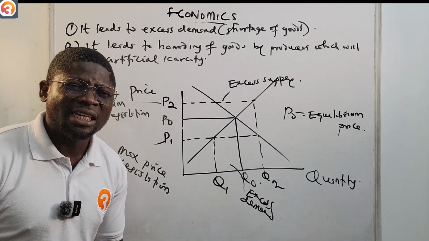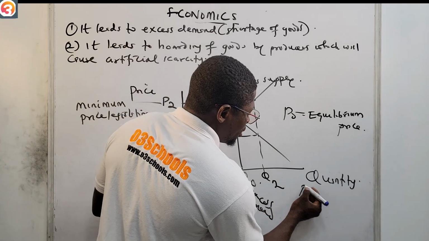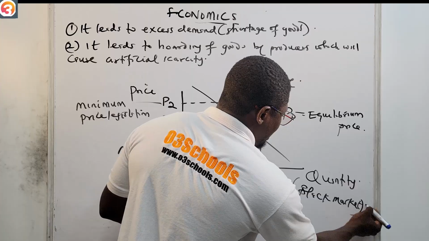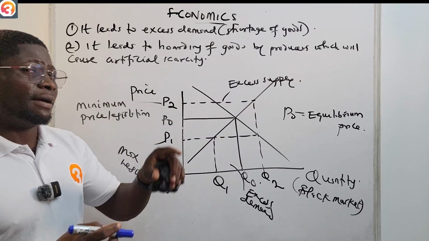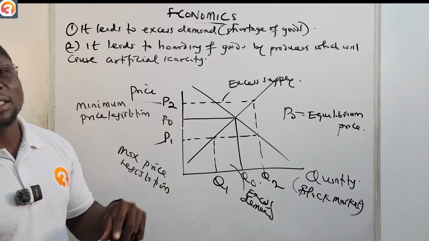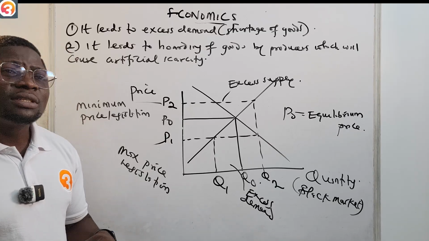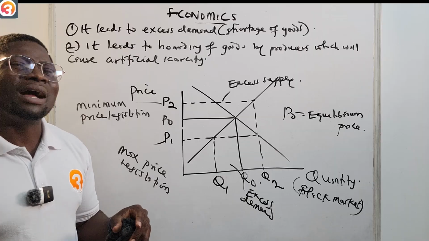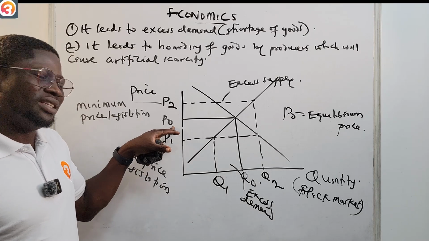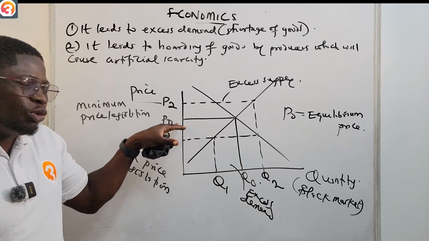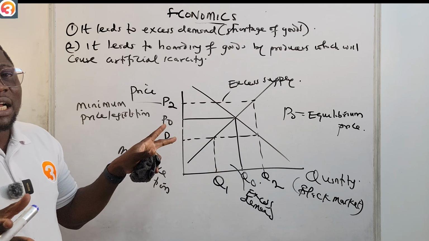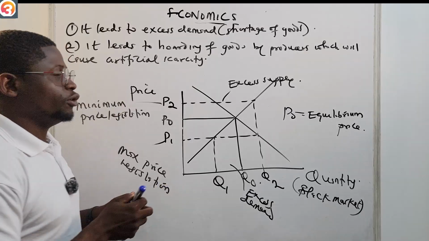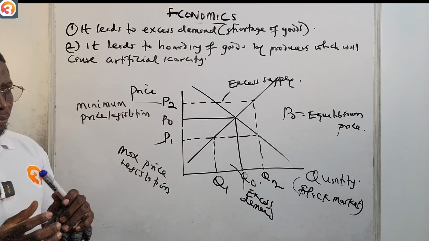Then also number 3, you have heard of the black market before. Especially for fuel, it happens very well. When you say they should sell at a particular price, they will stop supplying openly. They will sell secretly to people, and those people will go and sell it at a price even above the equilibrium price. So it creates a situation we call black market. That's another effect of maximum price legislation.